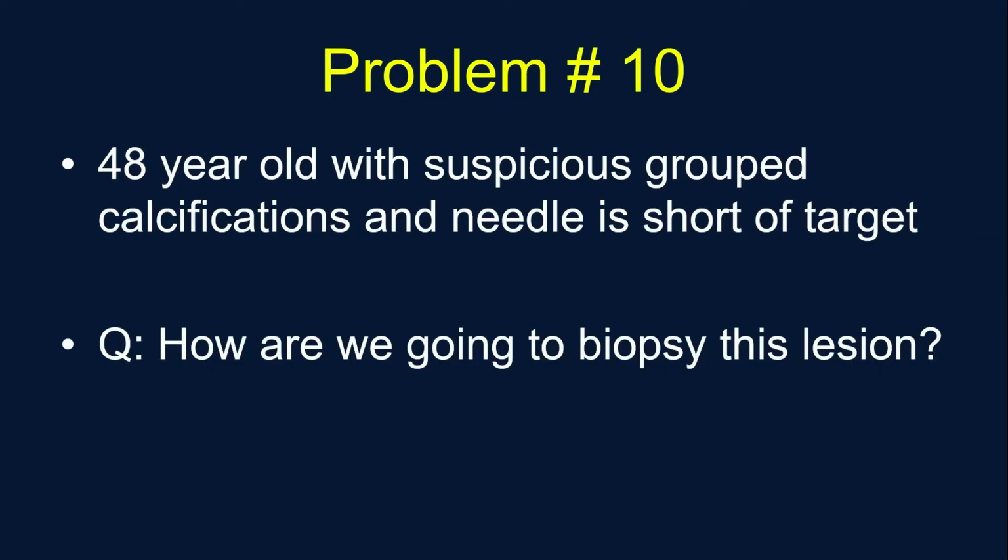Problem 10, a 48-year-old has suspicious calcifications, and the needle actually falls short of your target. So you went in the right distance, you've deployed it, and you should be there, but you're nowhere near the target. You can see that it's definitely past the tip of your needle. And why would that happen, and how are you going to deal with it?